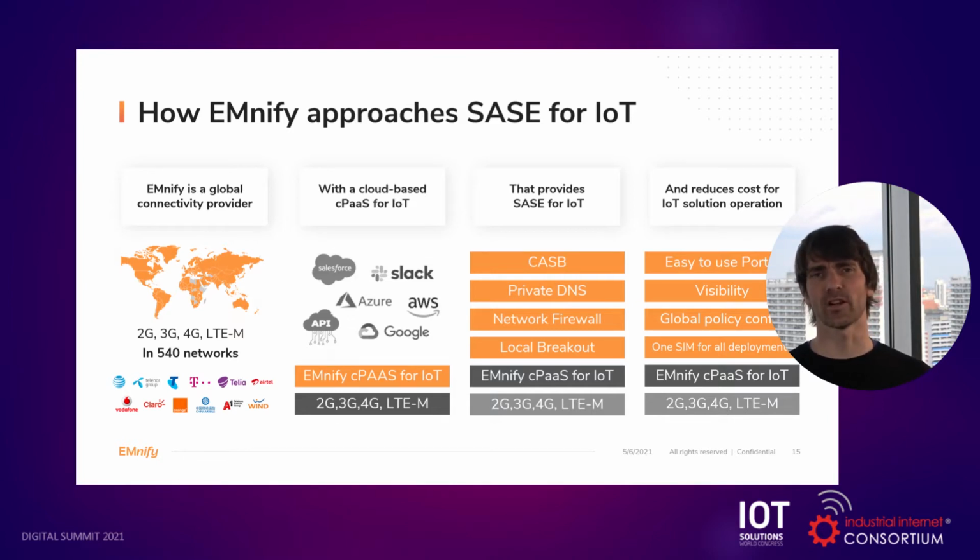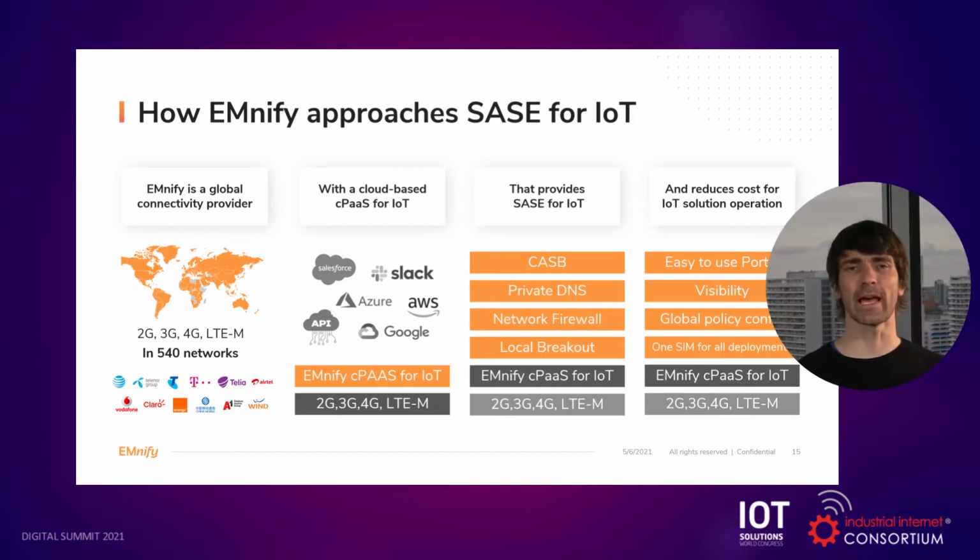But we truly believe that the connectivity itself is insufficient to efficiently operate an IoT solution. This is why our offer also includes a communication platform as a service to our clients. This communication platform as a service allows you to easily integrate your device and communication data in your cloud services without detours. And the way that we provide SASE functionality is through this communication platform as a service. Key features that we deliver are the local breakout functionality that I was talking about, the cloud access security broker, and the network firewall. You can also build up private DNS services with your devices.